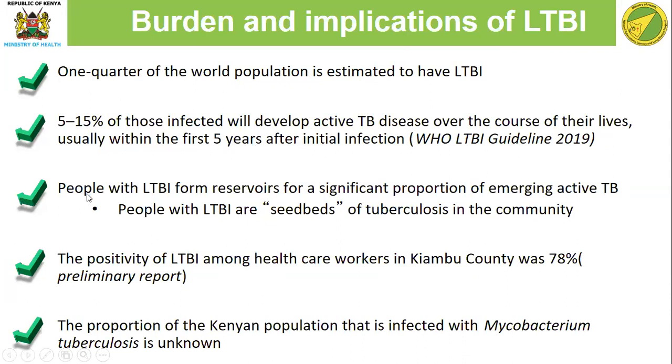So these people that are latently infected form a reservoir for a significant proportion of the emerging cases of TB. A number of the patients that we are managing today for TB were once latently infected, but maybe because of the immune status, immunity went down, and now they came down with tuberculosis. So if you manage the people that are latently infected, in future you're likely to reduce the burden of tuberculosis in the country.